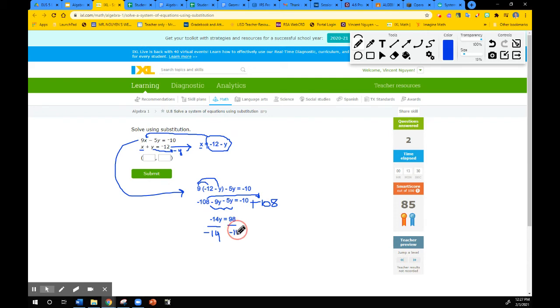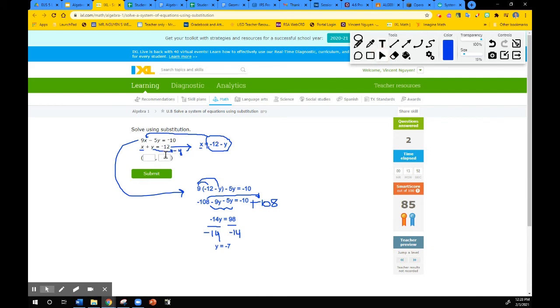Okay, guys, if you're doing these problems with numbers that are large like this, it might be useful to use a calculator to help speed it up a little bit, okay? So what is my answer then? Well, y equals, I think negative 98 divided by negative 14 is negative 7. Okay, so y is equal to negative 7.